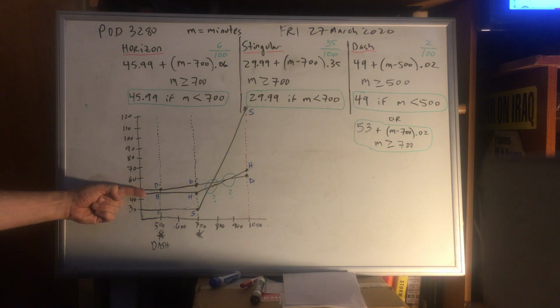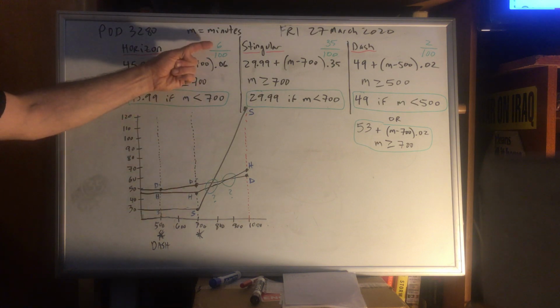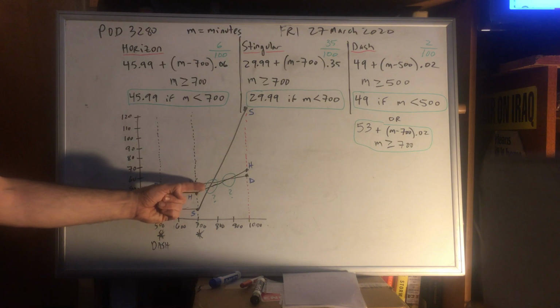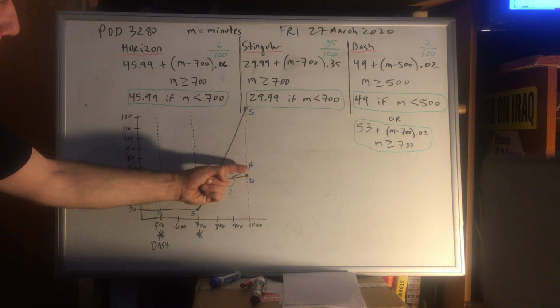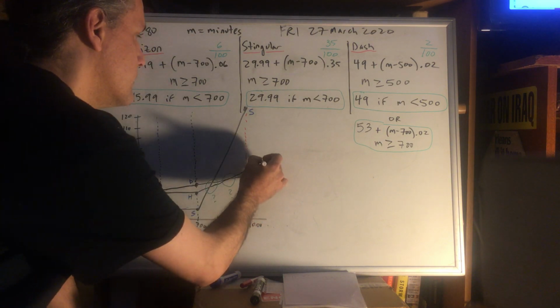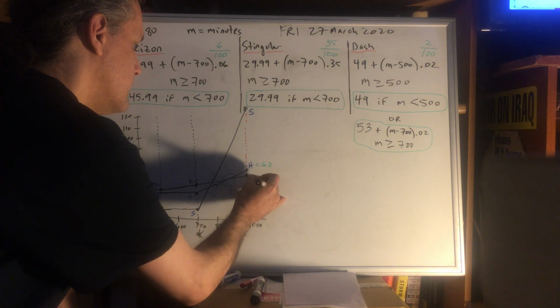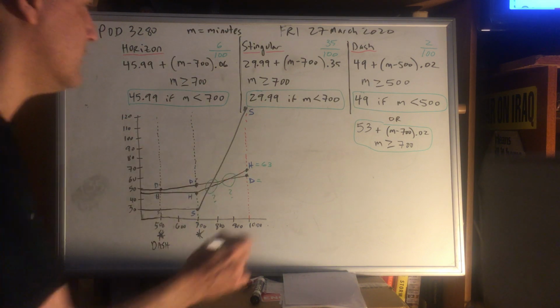The Horizon, for every minute less than 700, you pay practically 46. So Horizon is going to be steady until you get to 700, and then once you get to 700, it's going to rise 6 for every 100. So 46, we're adding 6, 52, 58, 64. So right here, this is going to equal 63. And right here, what did we say that was? 53. We're going up 2 per 100. So 53, 55, 57, 59. So this is 59.